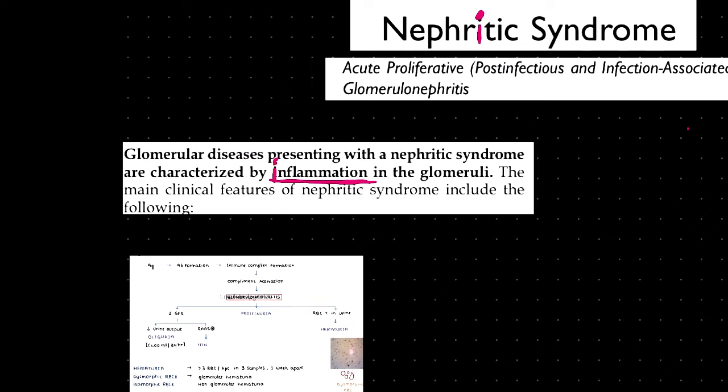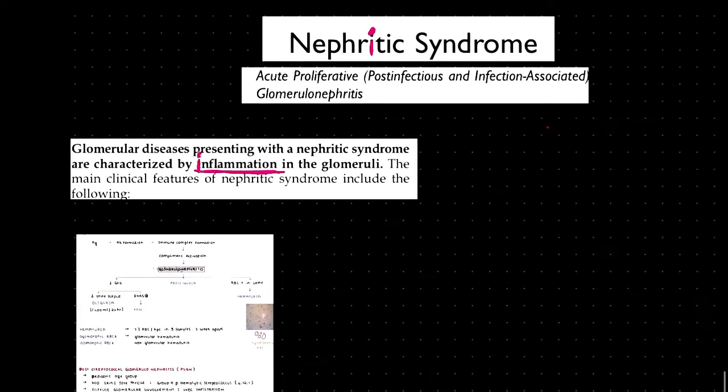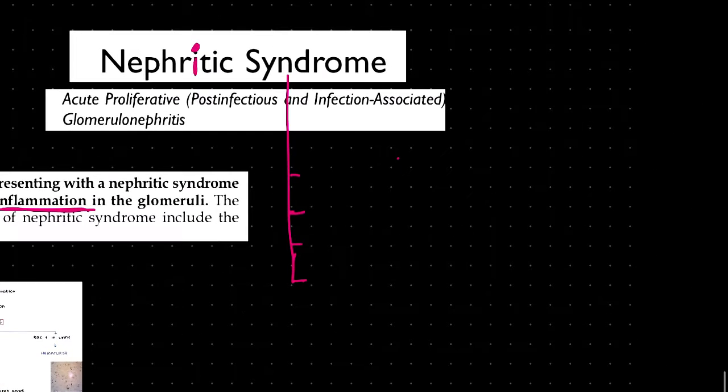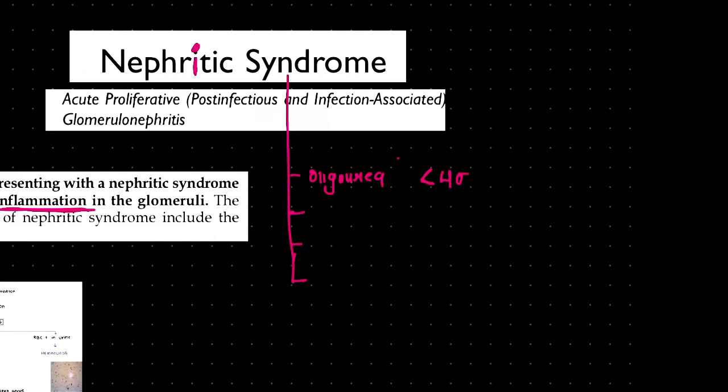Now, the main cardinal features associated with this nephritic syndrome are, first, oliguria. What is oliguria? Oliguria is the condition in which there is a decrease in urine output, that is, urine less than 400 ml per day. Another feature is proteinuria.